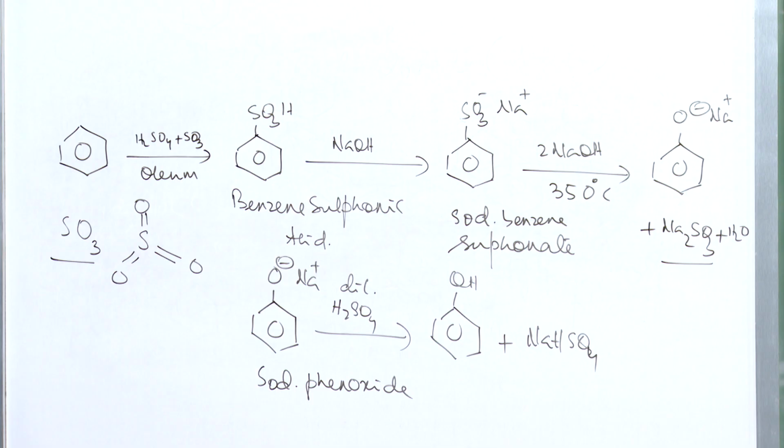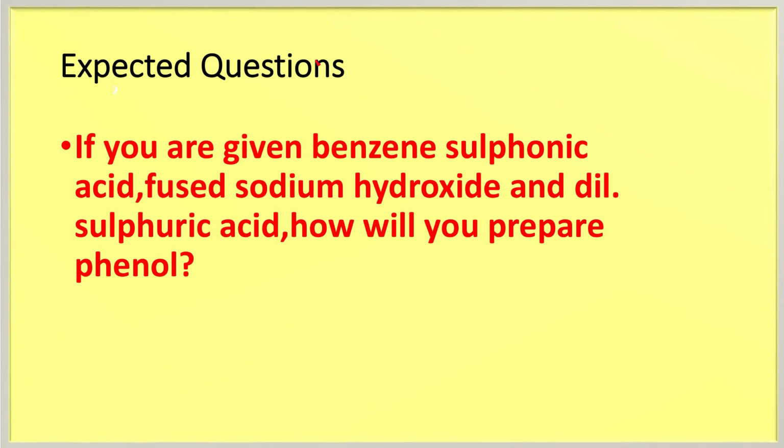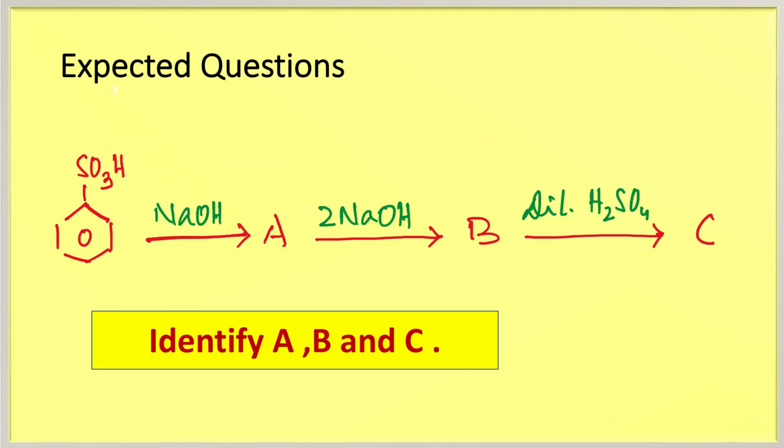Okay. So, what is the question? What am I asking here? If you are given benzene, not benzene sulfonic acid, oleum, fused sodium hydroxide and dilute sulfuric acid. Fused means molten sodium hydroxide. How to prepare phenol? The answer is this one.